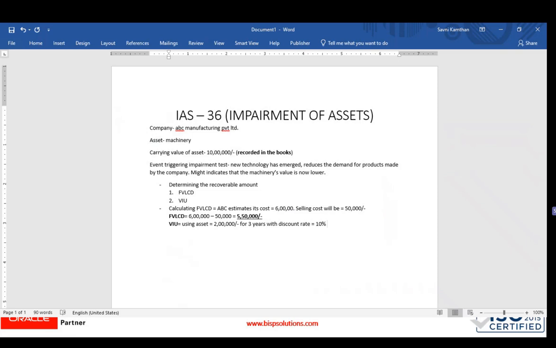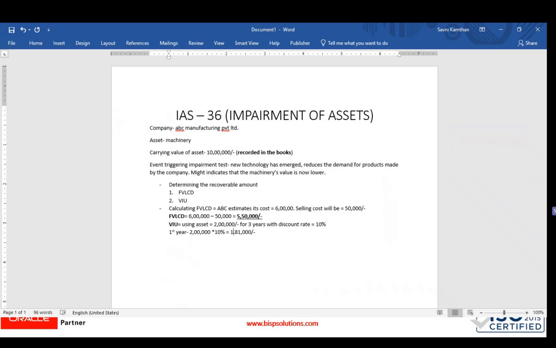Then if we want to calculate it, in our first year, 2 lakh rupees at 10%, we will be calculating it on the discounting rate. So it will be coming to 1,81,000 rupees.